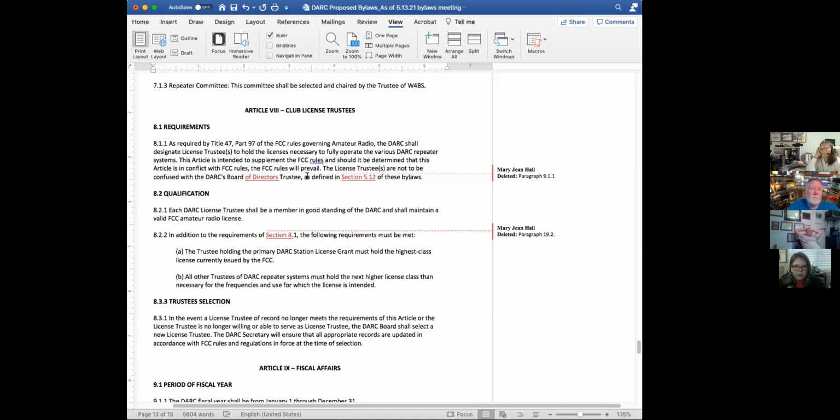The licensed trustees, yes. Comma after rules, where it's underlined. Oh, FCC rules, comma, up one line, where the blue line is.